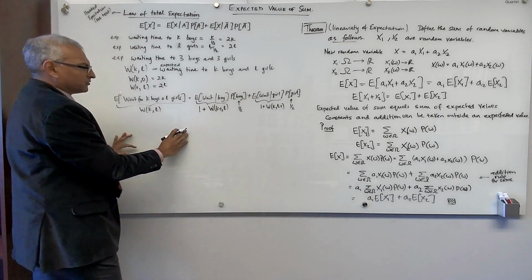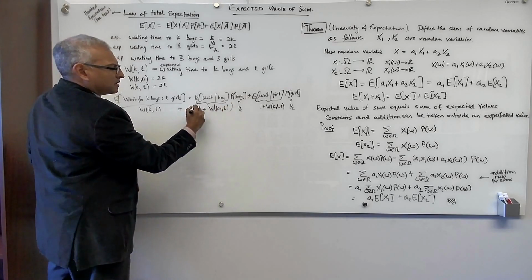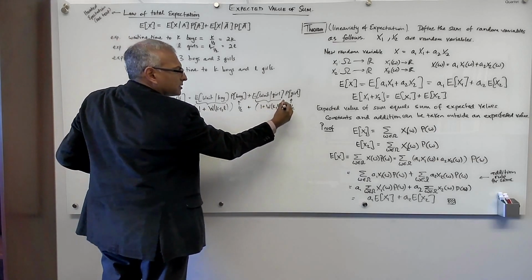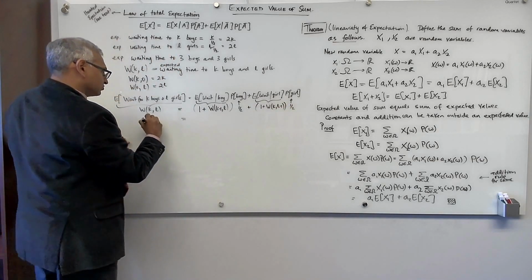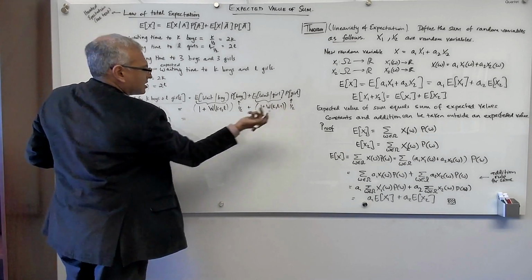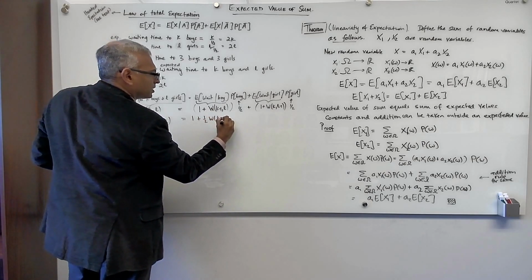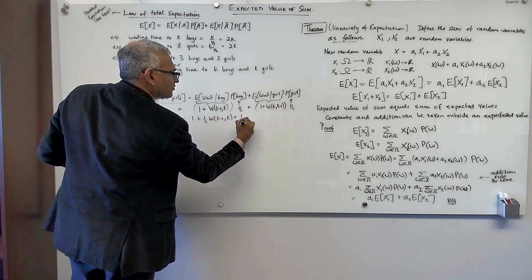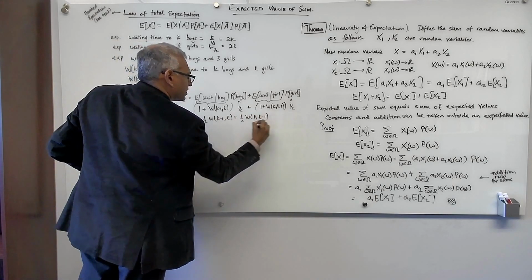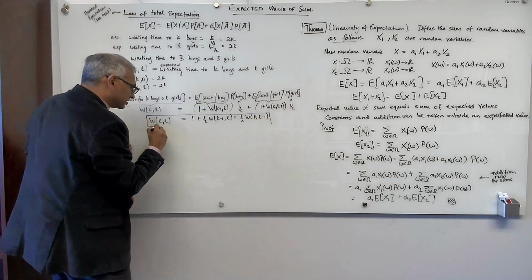Okay, so what have we proved? W of K and L is equal to 1 plus W of K minus 1, L times a half, plus 1 plus W of K, L minus 1 times a half, which is equal to 1 times a half plus 1 times a half, which is 1, plus 1/2 W of K minus 1, L plus 1/2 W of K, L minus 1. Bam! That's it. There's our build-up recursion.